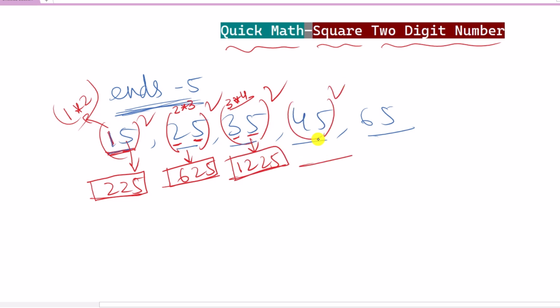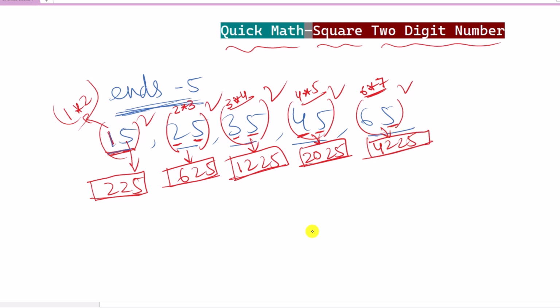Similarly for 45 also, 5 squared is 25. Now we have to multiply 4 with the next number 5. So this will be 20 and the square of 45 is 2025. Similarly 65, 5 squared is 25. We have to multiply 6 with the next number 7. So that means this will be 42. So 4225 is the square of 65. This way we can easily find the square of any number that ends with the number 5. So this is our first method.